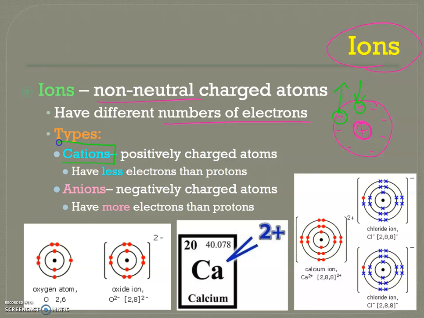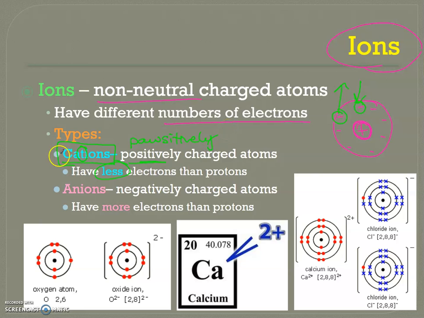So if we have a cation, they have fewer electrons than protons. Cations are positively charged. Cats are positively charged. Meow. Get it?